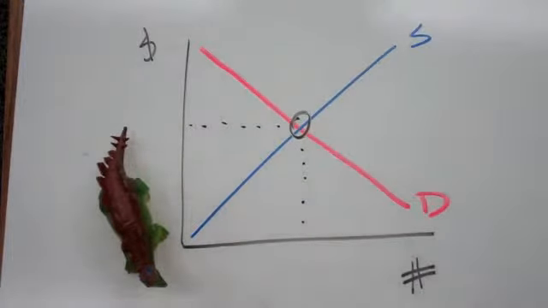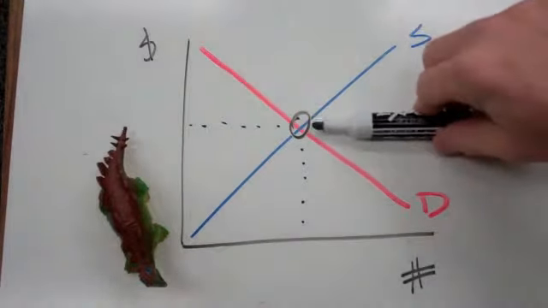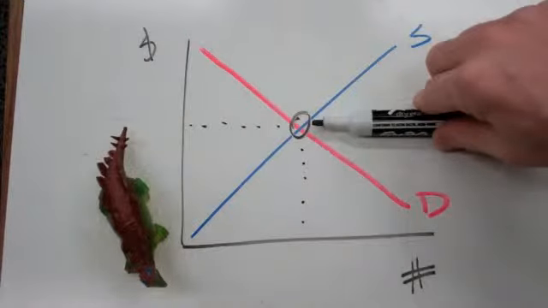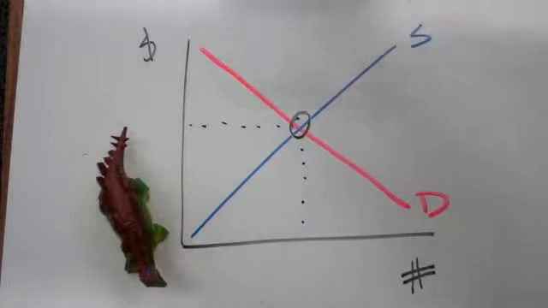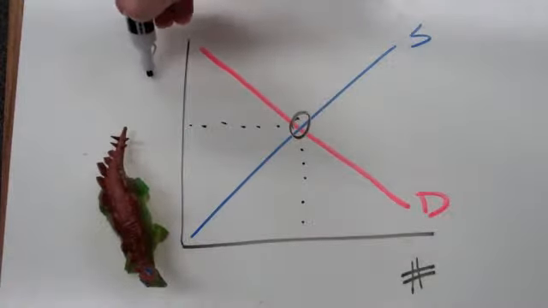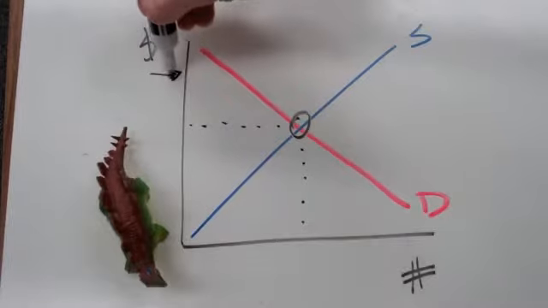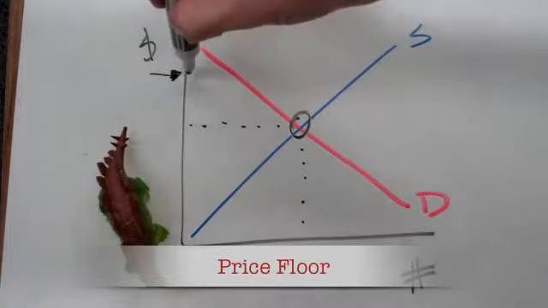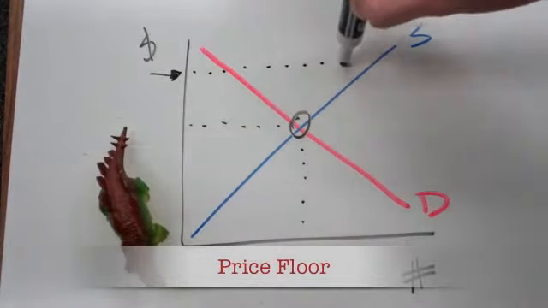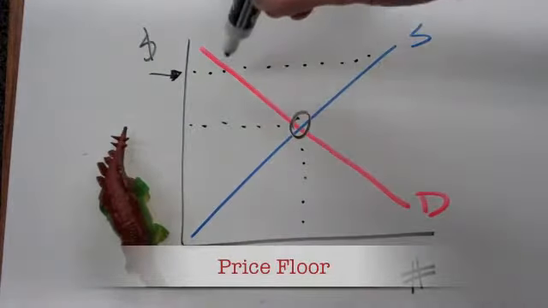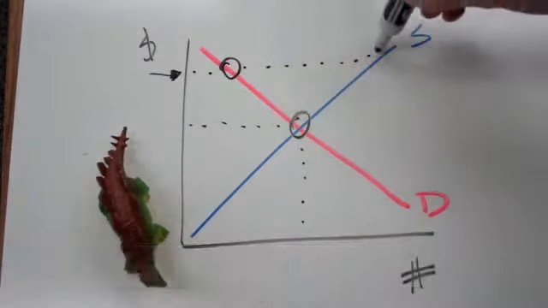Let's say that the government comes in and sets a price floor. A price floor is the lowest price that can be charged for an item. Now, if the government's setting a price floor, obviously this price is too low for the market, and so they're going to set the price higher. And so the government says, this is your new price. If we draw dotted lines across, now instead of intersecting supply and demand at the same point, we have a place where it intersects demand and a place where it intersects supply.